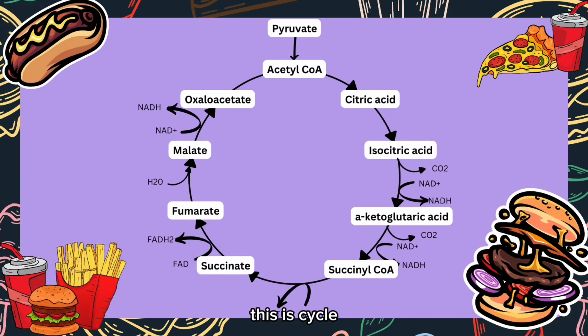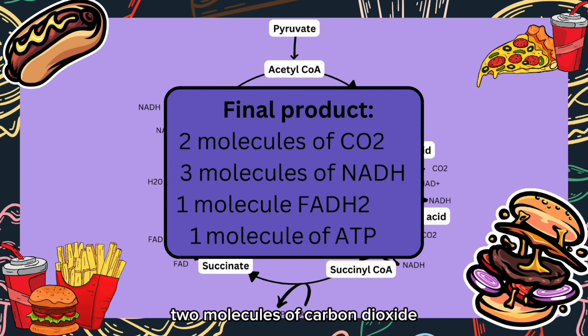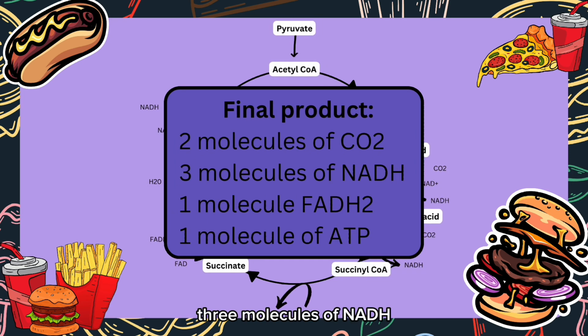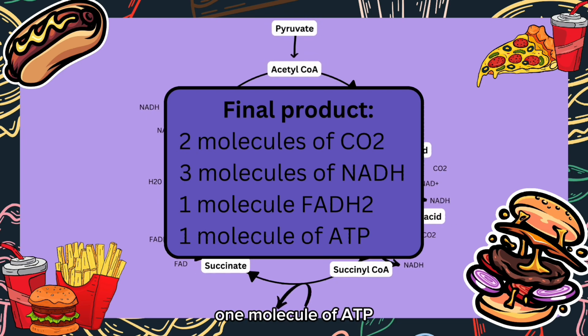This is the TCA cycle, and from this cycle, it will produce 2 molecules of carbon dioxide, 3 molecules of NADH, 1 molecule of FADH2, 1 molecule of ATP.